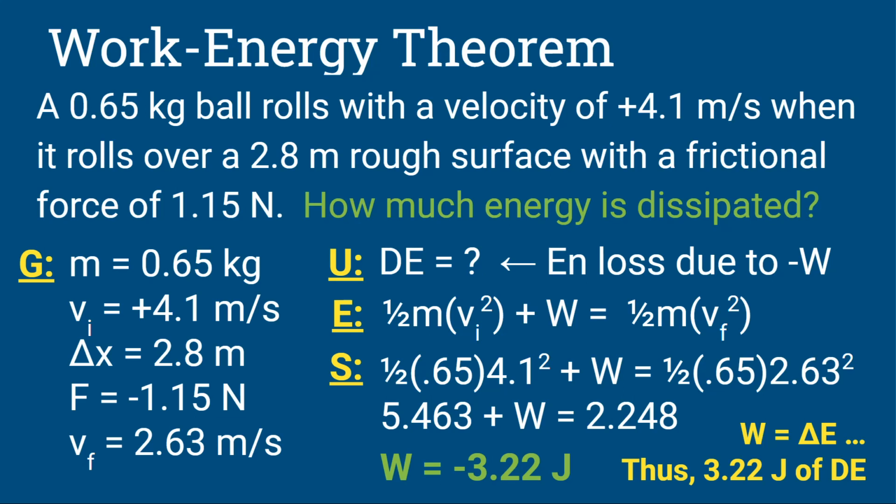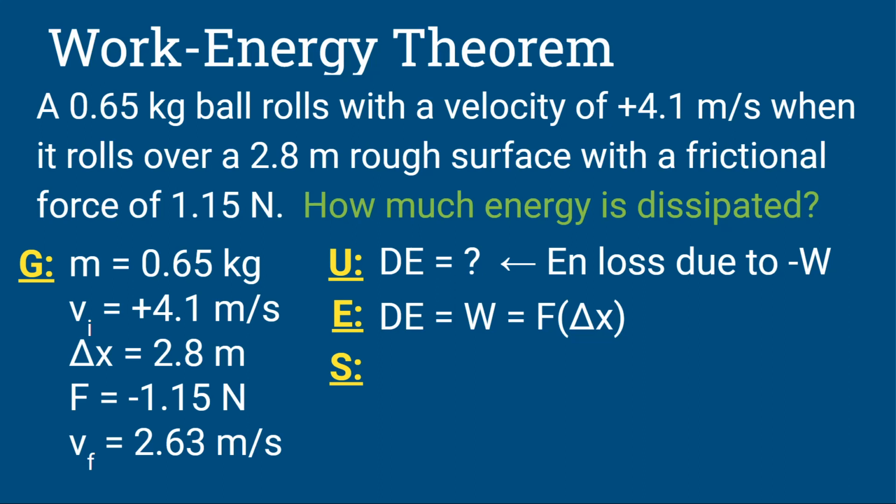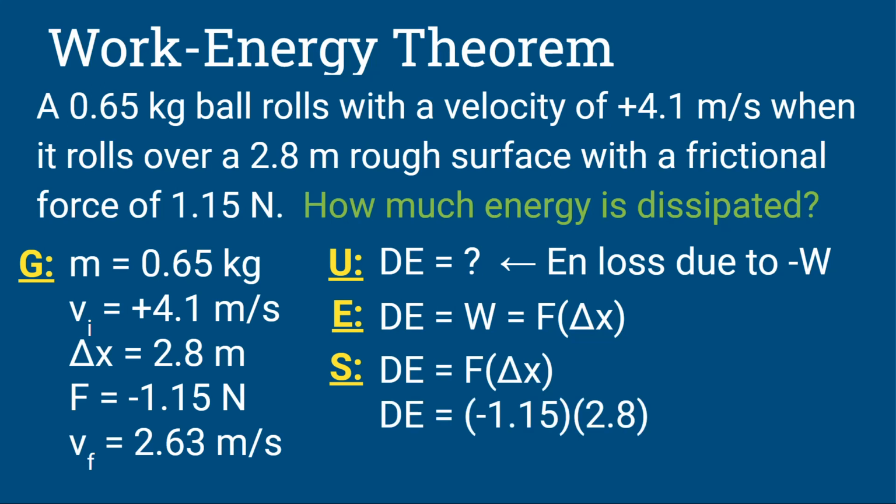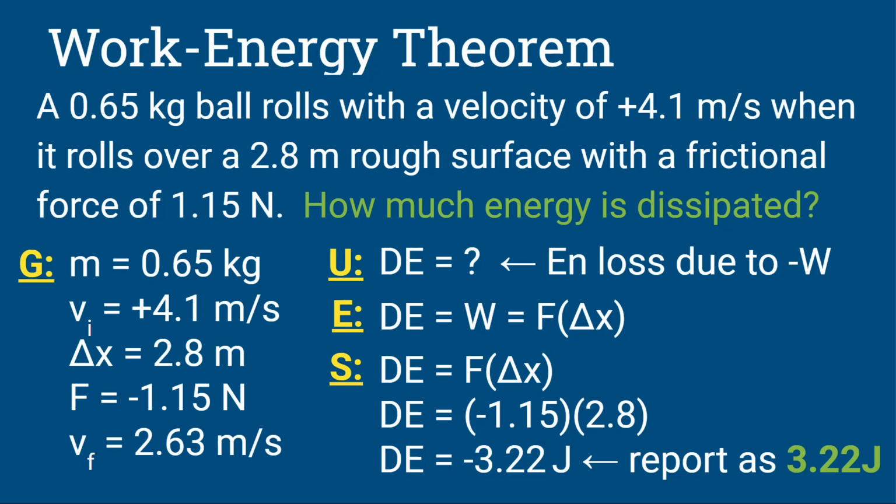Or we could just solve for the work, because that dissipated energy is equal to the work done by friction, which is equal to force times displacement, and we have force and we have displacement. So that dissipated energy equals negative 1.15 times 2.8, which guess what is exactly the same answer that we found a second ago. It's still negative 3.22 joules of energy loss, and therefore 3.22 joules of dissipated energy.